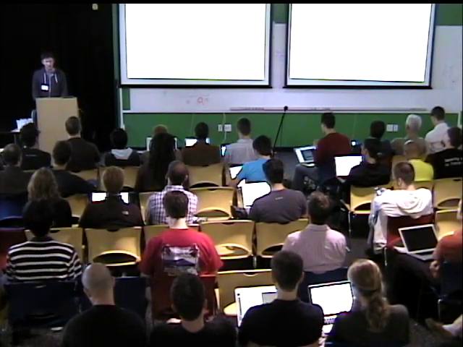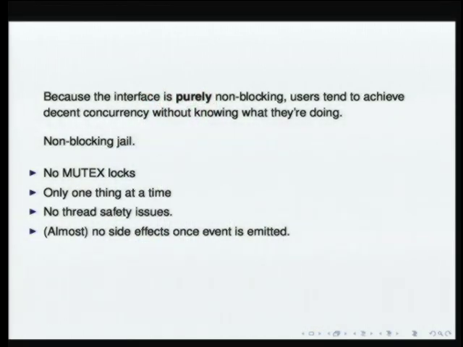So because the interface is purely non-blocking, users tend to achieve decent concurrency without knowing what they're doing. You don't have to know what an event loop is or what non-blocking I/O is. You live in this non-blocking jail when you use Node, and it's impossible to escape. So you start writing a web server, and you run Apache Bench on it, or you start having a bunch of people from Hacker News connect to it, and you go, wow, hey, it works pretty well, and everybody's very surprised. It's not that Node's necessarily so fast compared to, say, other evented web servers. It's just that it doesn't let you do anything that you shouldn't be doing.